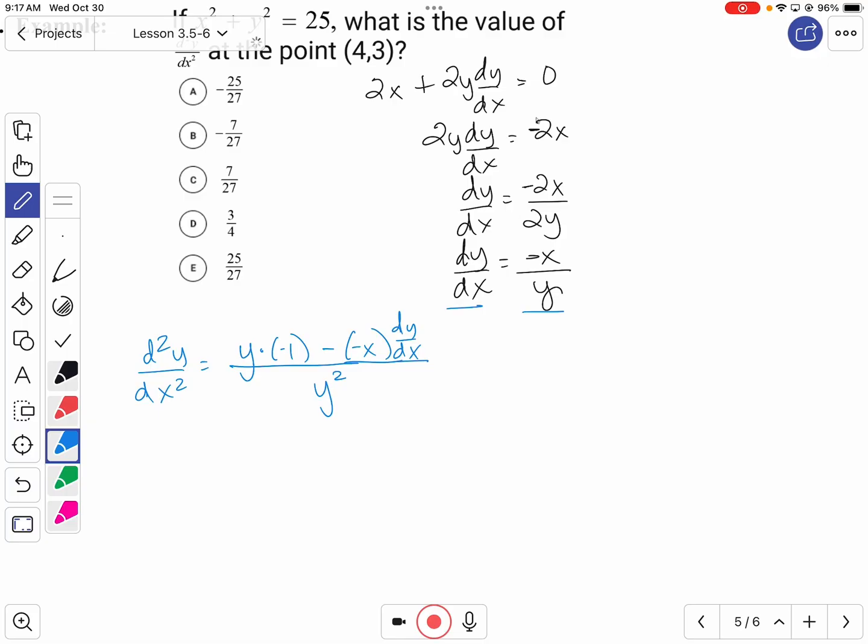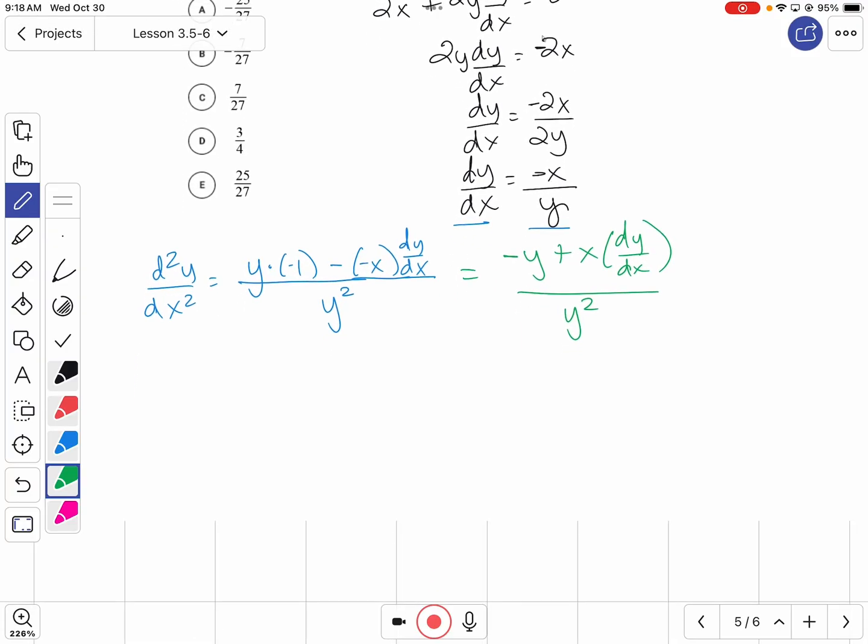All right. So I'm going to simplify that a little bit. That gives me negative y plus x times dy dx all over y squared. Now, because this one is numerical, we could stop here and start plugging in numbers. But I want to show you the algebraic simplification because there's going to be one day where there aren't numbers and it just wants the algebra. So let's just walk through it.